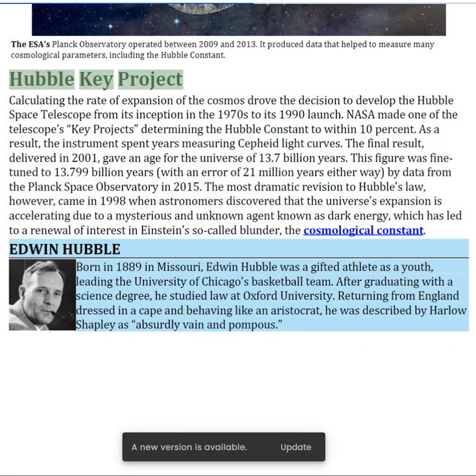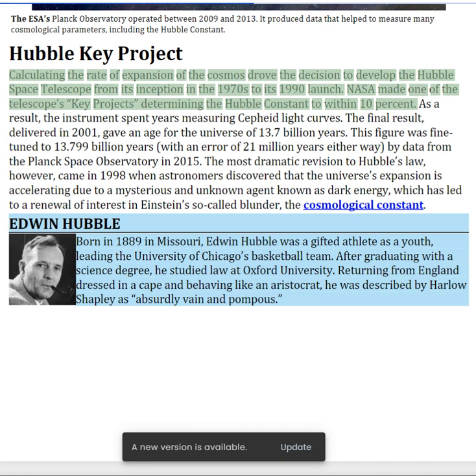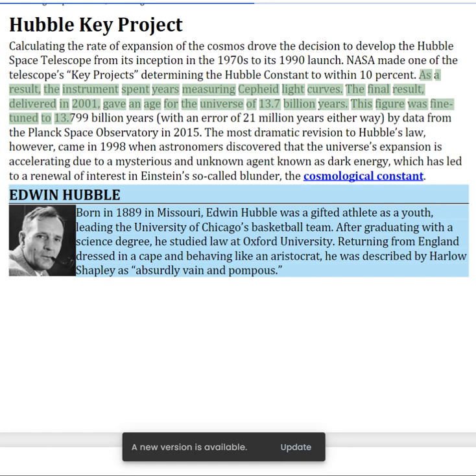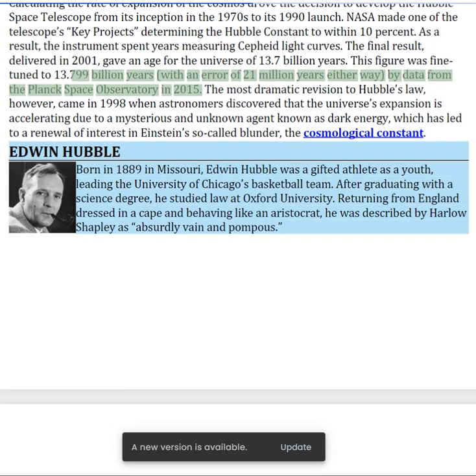Hubble Key Project. Calculating the rate of expansion of the cosmos drove the decision to develop the Hubble Space Telescope from its inception in the 1970s to its 1990 launch. NASA made one of the telescope's key projects determining the Hubble constant to within 10%. As a result, the instrument spent years measuring Cepheid light curves. The final result, delivered in 2001, gave an age for the universe of 13.7 billion years. This figure was fine-tuned to 13.799 billion years by data from the Planck Space Observatory in 2015.